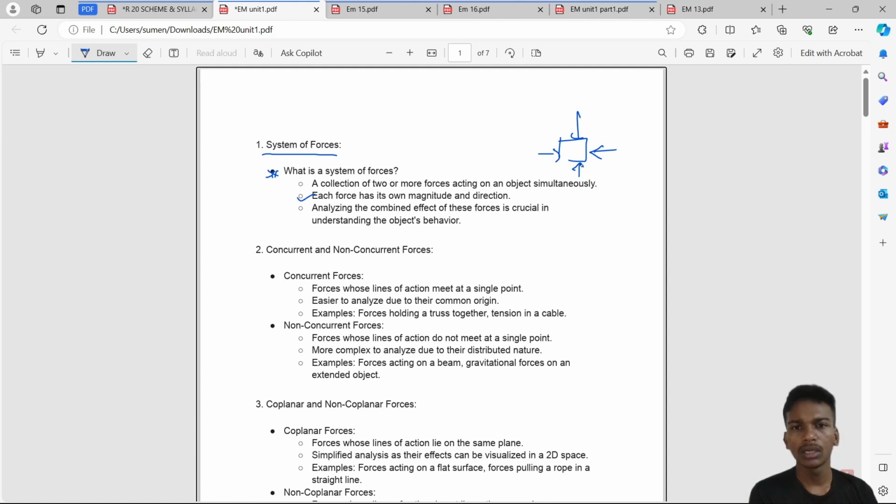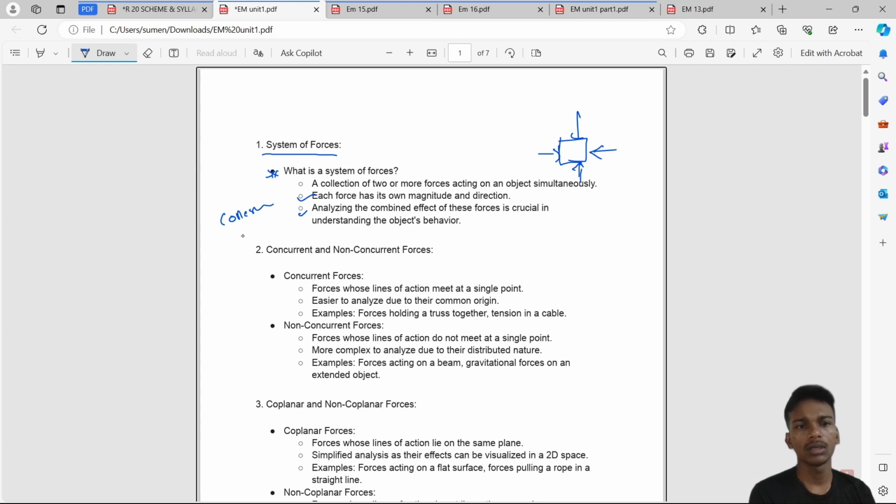Each force has its own magnitude and its direction. Just look at it. It has its own magnitude and its own direction. It's pointing up, it's pointing down, it's pointing towards left, it's pointing towards right. Analyzing the combined effect of these forces is crucial in understanding the object's behavior. If you want to study the behavior of this object, whether it is moving right or left or up or down, we have to solve this system of forces. Then only we will get a resultant force and we will conclude how this body is going to move.